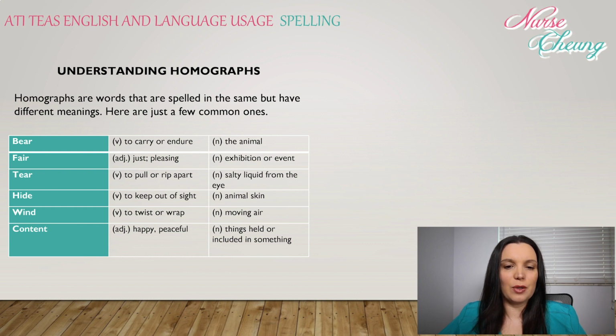And lastly, homographs are words that are spelled the same but have different meanings. There are a few common ones. Bear: the verb to carry or endure, or the noun, an animal. Fair: the adjective, just or pleasing, or the noun, an exhibition or event. Tear: the verb to pull or rip apart, and the noun, salty liquid from the eye. Hide: the verb to keep out of sight, and the noun, an animal skin. Wind: the verb to twist or wrap, and the noun, moving air. And content: the adjective, happy and peaceful, and the noun, things held or included in something.